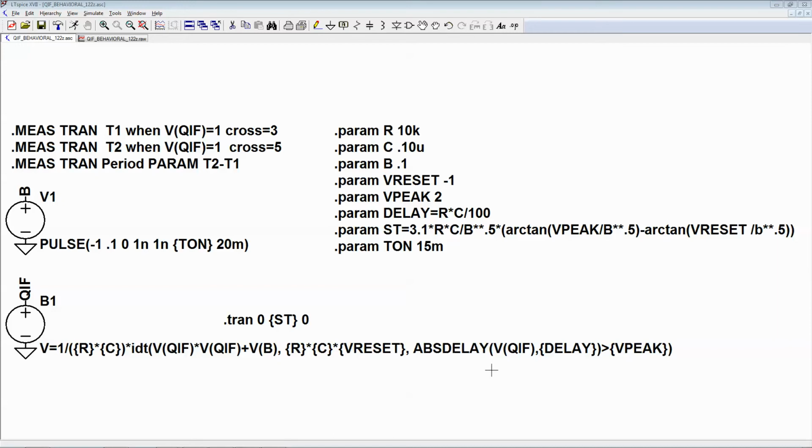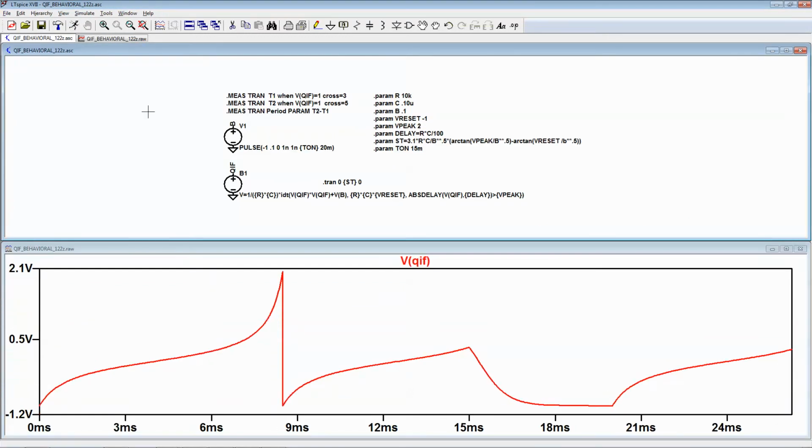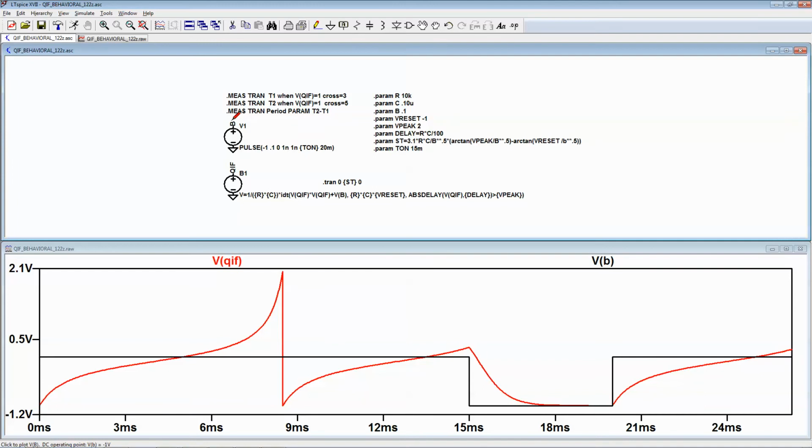Let's extract the switching threshold for a quadratic integrate and fire neural model done with behavioral voltage sources in LTspice. So we have the same setup as we had before, and it's probably best just to run the simulation to show you about extracting the switching threshold. So the switching threshold is the value at which if the output goes beyond, it continues spiking.